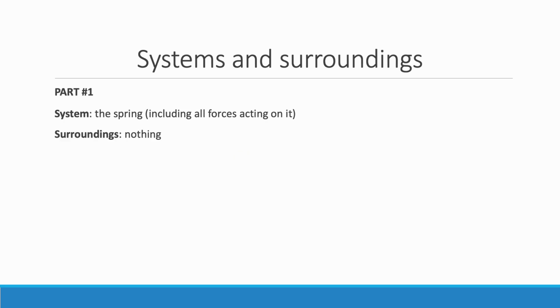So, the system and surroundings for this lab: the system was the spring, and that included all the forces and therefore all the energies acting on it. So that includes gravitational, spring, kinetic, everything was in the system, so there was really nothing in the surroundings.